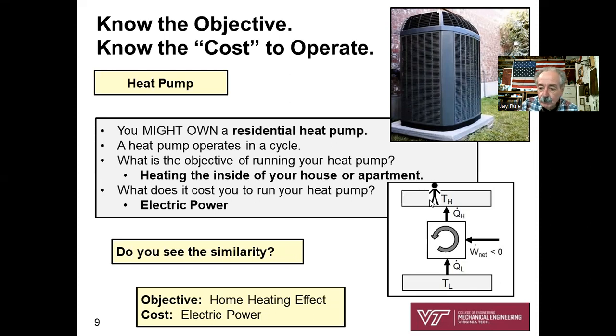And so look how I've moved the stick figure up into the high temperature reservoir. The objective of the heat pump is to move heat into the high temperature heat source from a lower temperature heat source, but it takes electric power to run the compressor section of this heat pump. So you've got power that you've got to buy. There you get objective, heating the inside of your house, the cost, buying the electric power. Objective, home heating effect, cost, electric power. Look how similar that is.